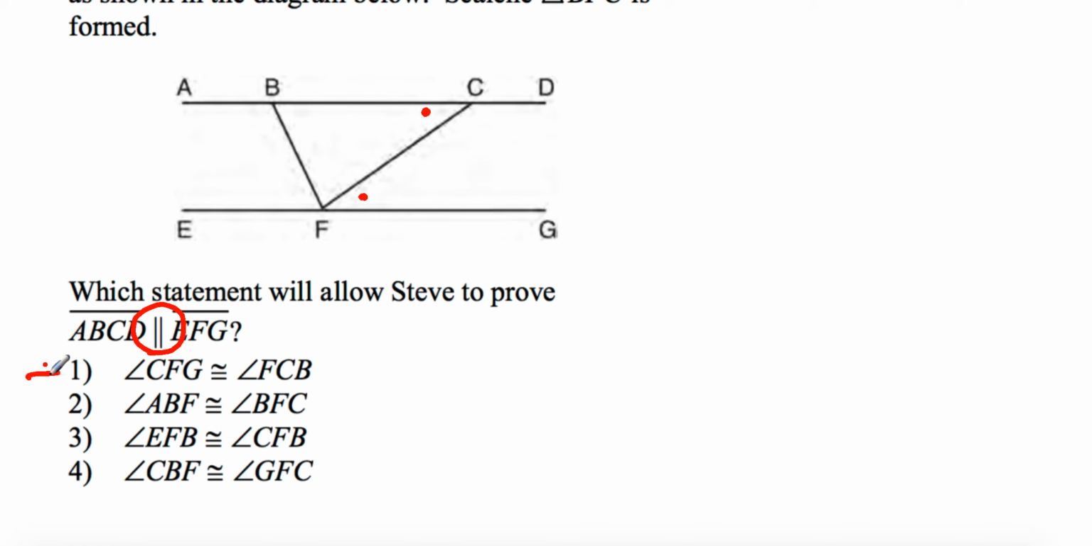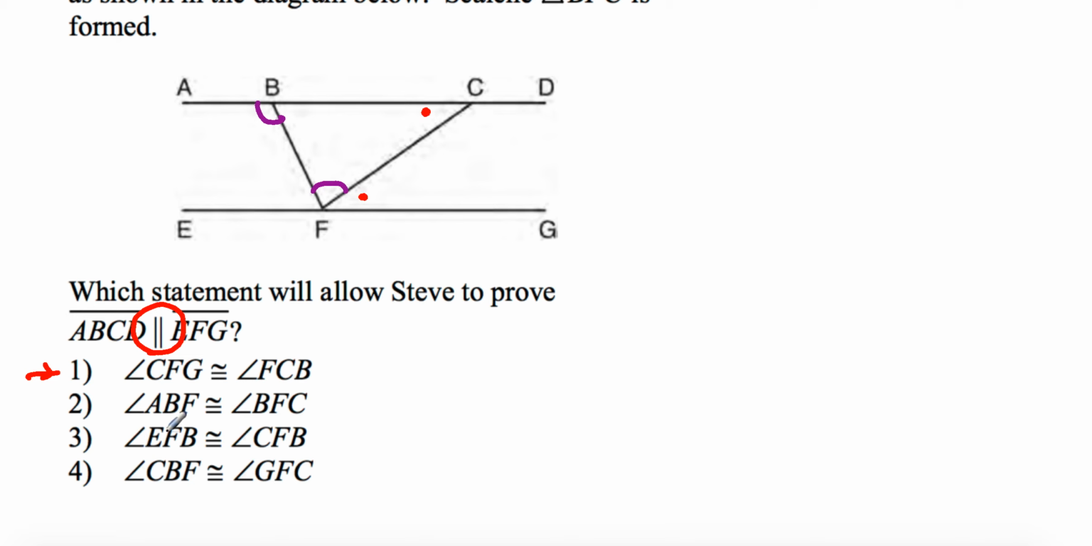It seems like the first one is a very good candidate. ABF is this angle, and then BFC. Are they alternate interior angles? They are alternate sides, but it's not the interior angles that we are talking about here, because this angle stopped at this point instead of going all the way down. So therefore, the second one is out.